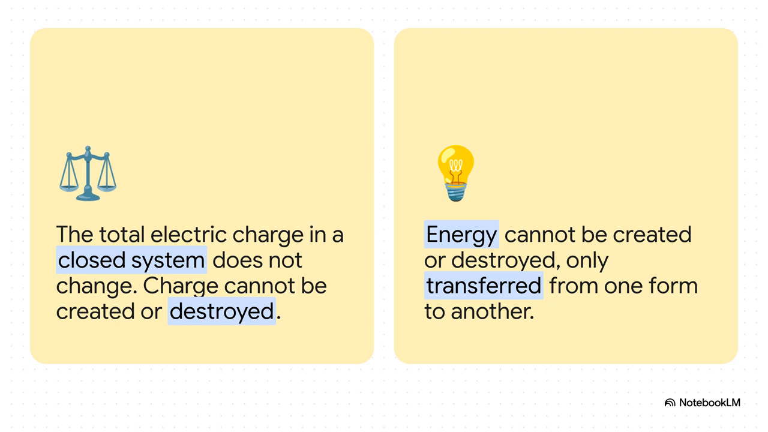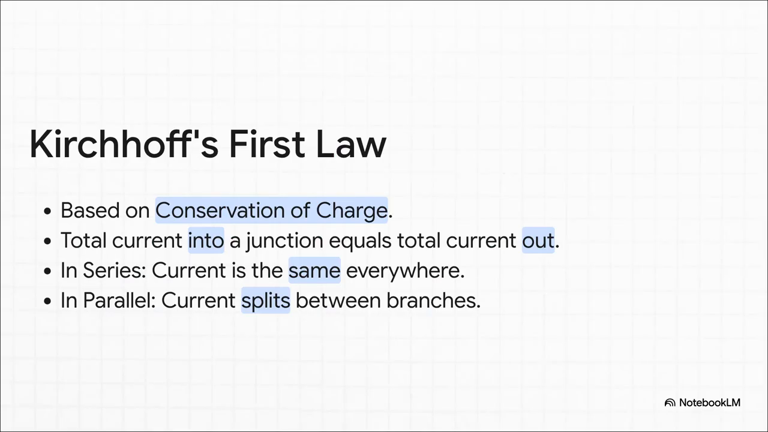They come directly from two of the most fundamental ideas in all of physics. You can't create or destroy charge, and you can't create or destroy energy. In a circuit, all you can do is move them around or change their form. So, that conservation of charge rule gives us Kirchhoff's first law. People also call it the junction rule, and it's super intuitive.